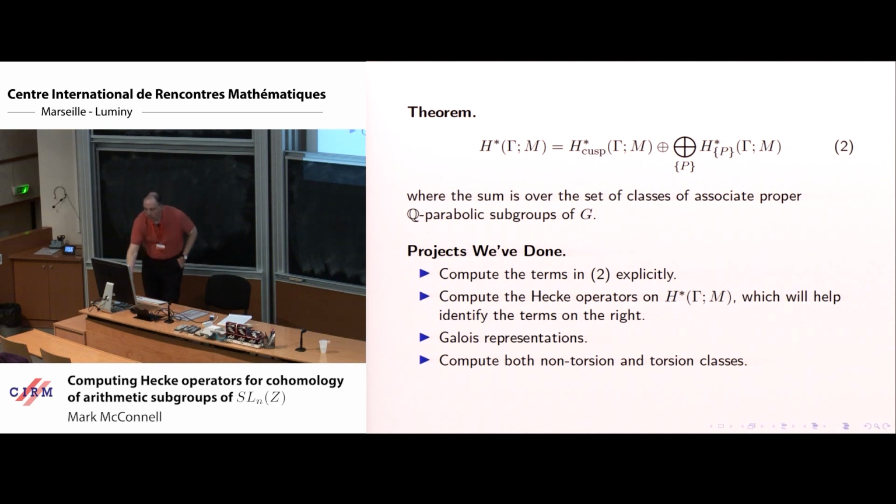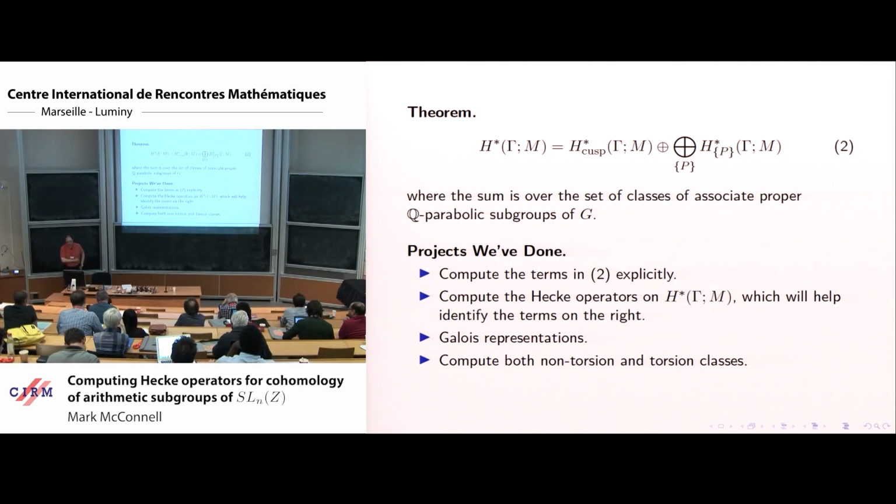It also leads us to identify conjecturally Galois representations that are attached to the various pieces here. I'll be saying more later what it means for a Galois representation to be attached to a cohomology class. We've done this for both non-torsion and torsion classes in a series of papers, in different papers.